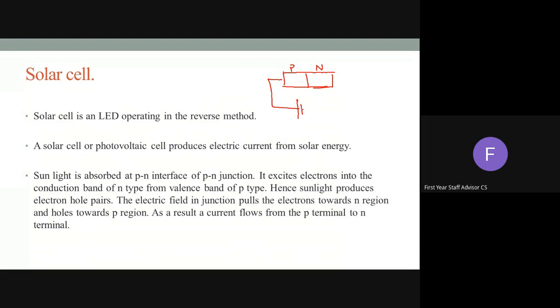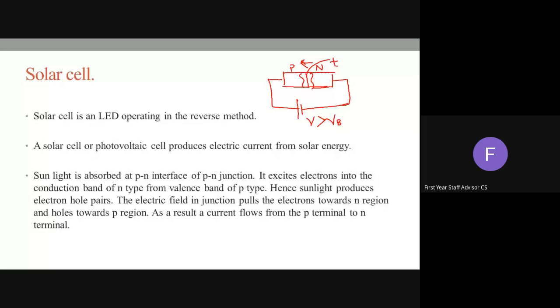So in an LED, what happens? When we apply a potential greater than the barrier potential of the depletion region, the current will flow through this material and electron hole recombination takes place, and the extra energy of the electron hole recombination is given out as light. That is the working principle of the LED.